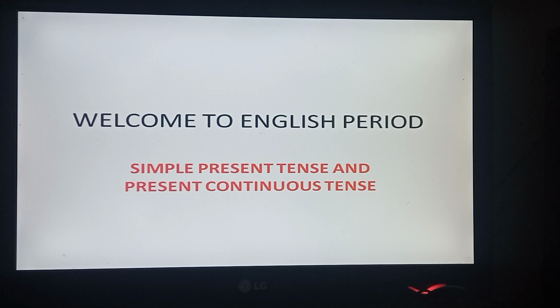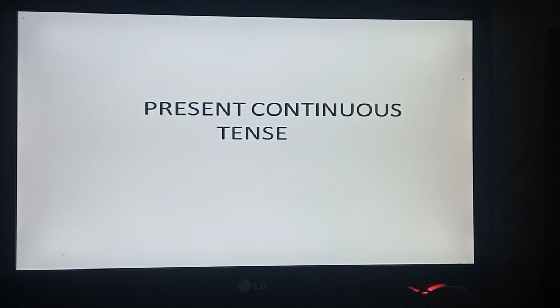Does anyone remember what simple present tense is? Can anyone tell me more about simple present tense? Simple present tense is used to show an action which takes place regularly. Any example of simple present tense? There are three examples of simple present tense. They run fast. We sit on a bench. A cow eats fresh grass.